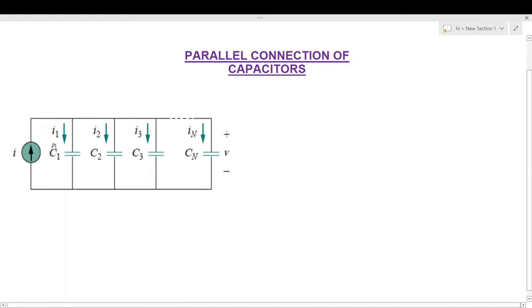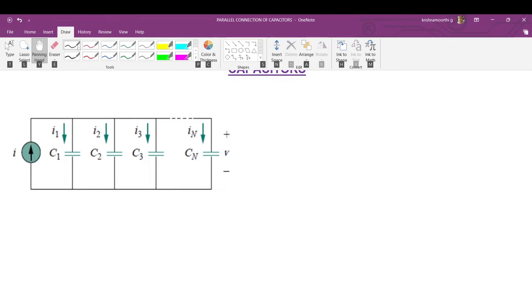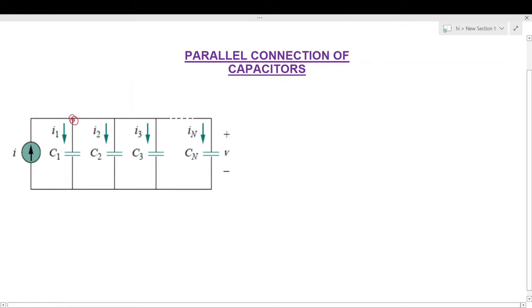To find out the amount of current delivered by the current source, we need to find the equivalent capacitance of this circuit. To find the equivalent capacitance, we need to apply Kirchhoff's current law. Kirchhoff's current law states that the algebraic sum of incoming currents and outgoing currents is equal to 0. Considering this as the node, we will apply Kirchhoff's first law to this node.